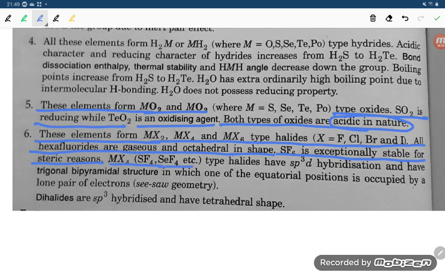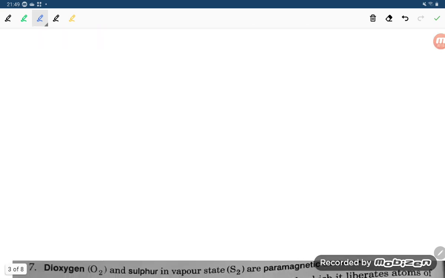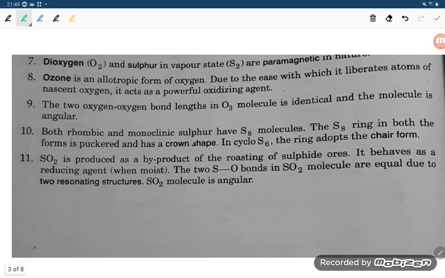MX4 type halides like SF4 and SeF4 have sp3d hybridization and a trigonal bipyramidal structure in which one of the equatorial positions is occupied by a lone pair of electrons, that is, seesaw shape. Dihalides are sp3 hybridized and have tetrahedral shape. The first compound of this group is oxygen. O2 dioxygen and sulfur in the vapor state, S2, are paramagnetic.